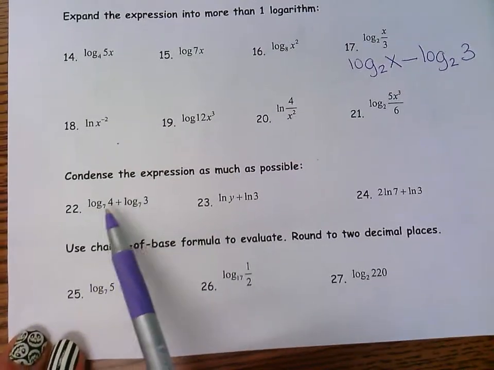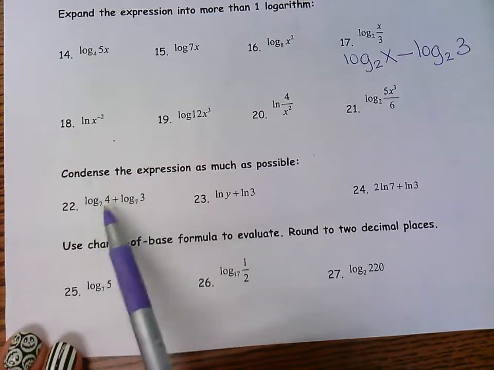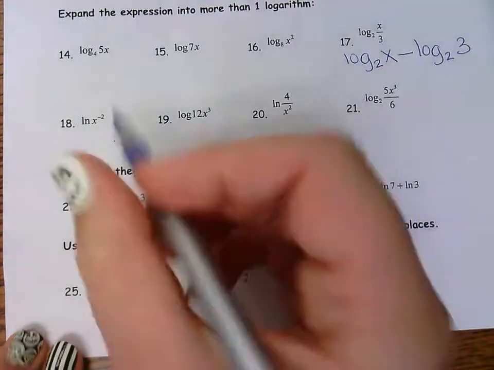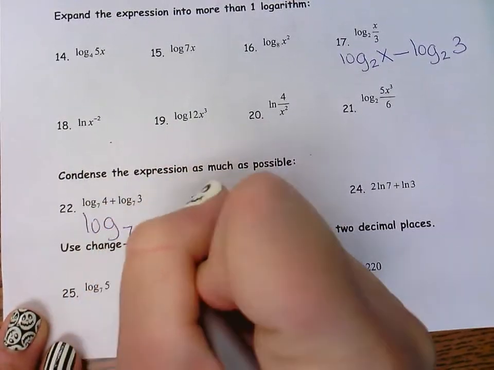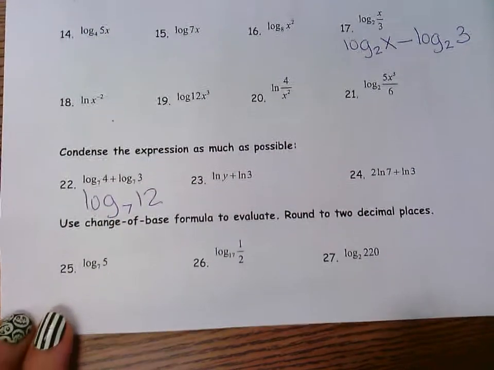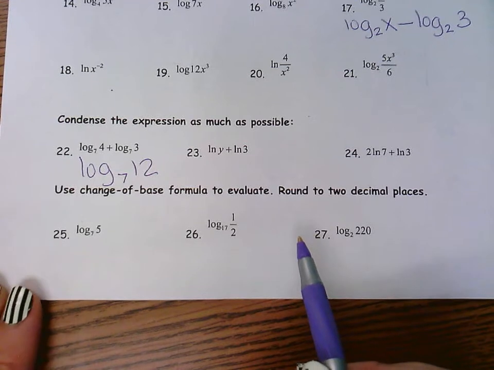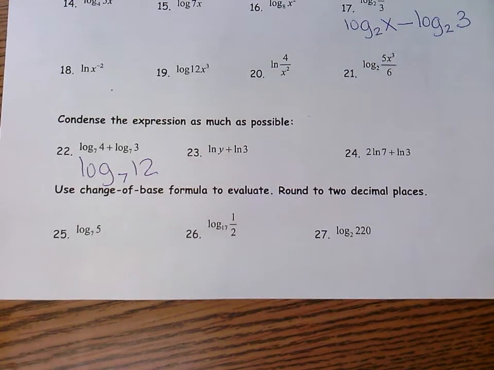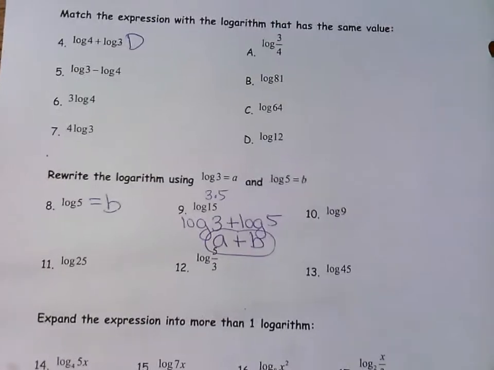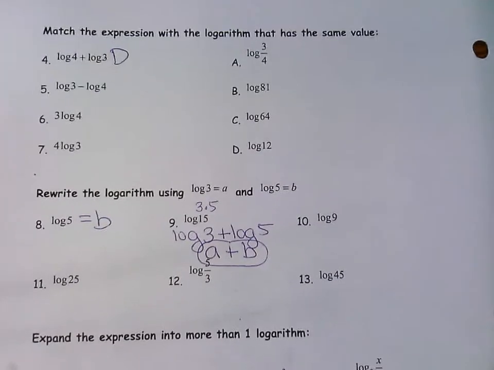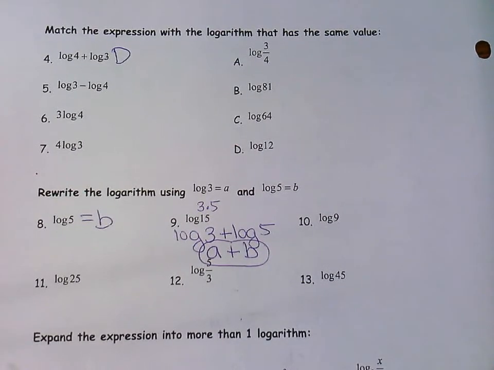And then number 22, now you need to condense it. If it's addition, you're just multiplying, kind of like we did up top. So log base 7 of 12 would be the simplified answer. And then in 25, 26, 27, you could just use your calculator and do either the change of base formula or the change of base on your calculator. So take 5 minutes and just try practicing those properties on the back page, and then we'll go over them together.